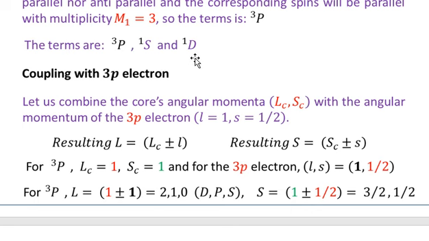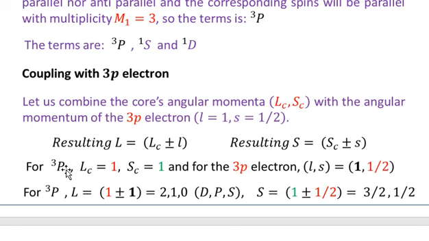These are the terms related with the core electrons, that is the 2p2 electrons. These will be referred to as the core terms, and their angular momentum will be referred to as Lc, that is the core angular momentum quantum number, and similarly Sc as the core spin quantum number. Now you can see the quantities l and s, which are the angular momentum quantum number and the spin quantum number of the 3p electron, where l is equal to 1 and s is equal to half.